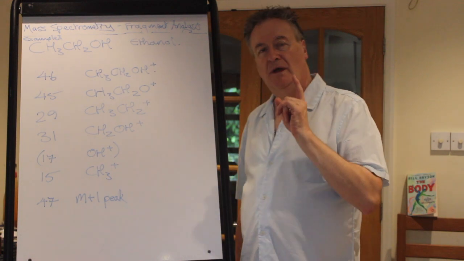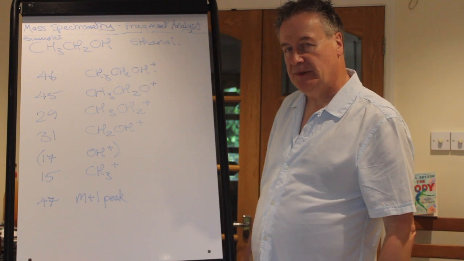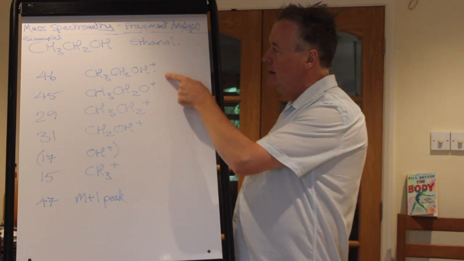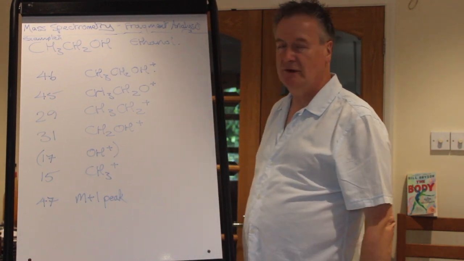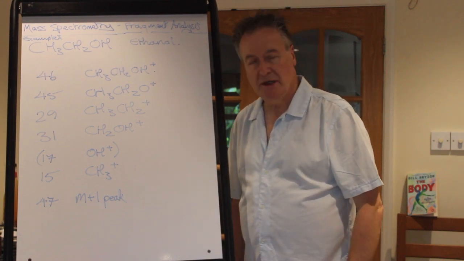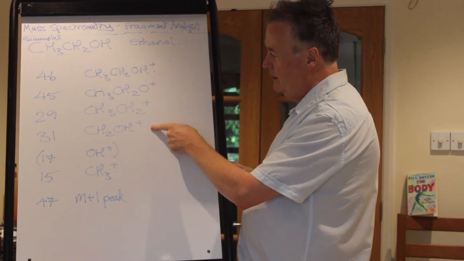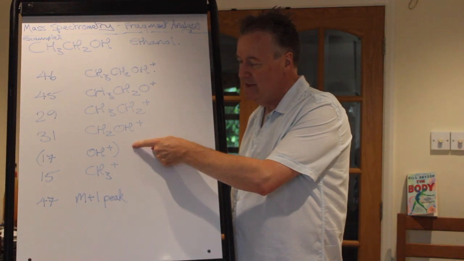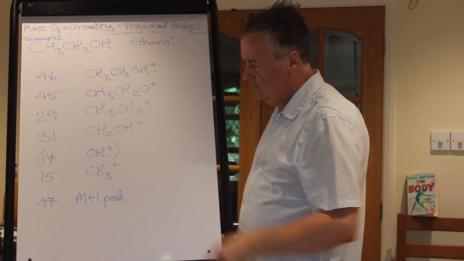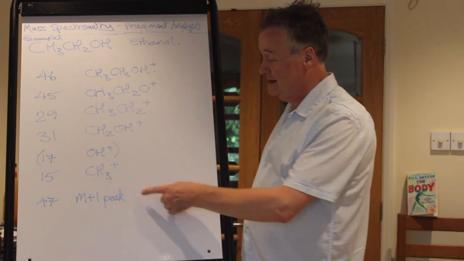So, I wonder what you got. Here's the obvious predicted peaks. Molecular ion peak, 46. Take off the hydrogen on the end, 45. Take off the OH, CH3CH2+, an ethyl positive. CH2OH+. 17, OH+, but I put it in brackets because it's unlikely to be really obvious. 15, CH3+, and of course there will be a small N+1 peak at 47.